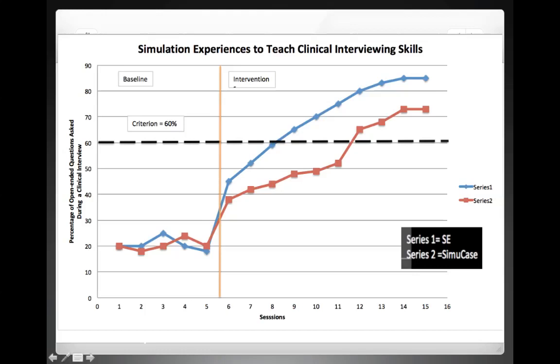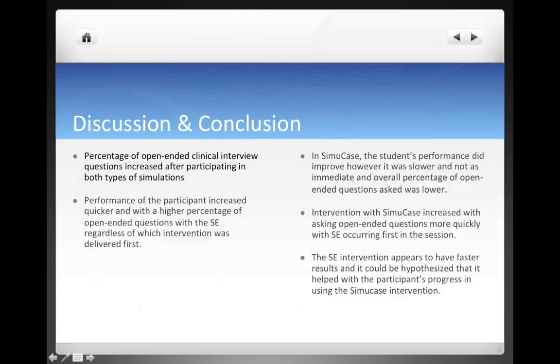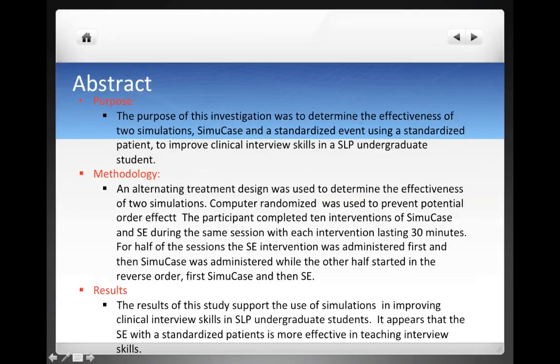So the blue line would be the standardized event, and then as I mentioned, the red line is the Simulcase. And so you can see here that with the standardized event, with a standardized patient, it was a faster and higher increase of asking open-ended questions.